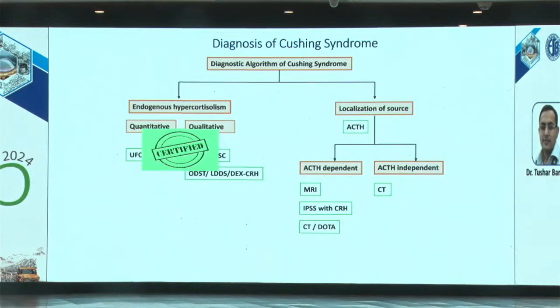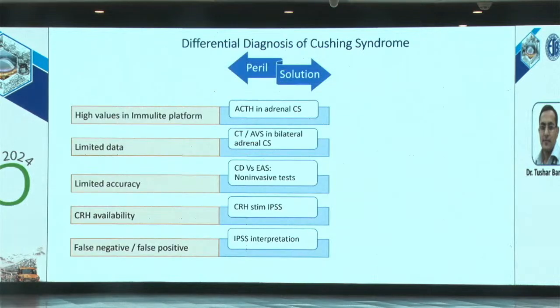Once we know that there is endogenous hypercortisolemia, we next go to ACTH as a differentiating point. Less than 10 of ACTH is ACTH independent, more than 20 is ACTH dependent, and in between is a gray area. We have to be aware of the problems of ACTH. We all know about the pre-analytical issues of ACTH. You have to collect in a cold temperature and immediately centrifuge it.